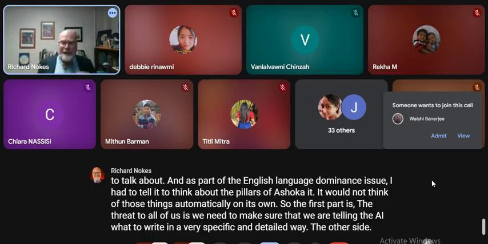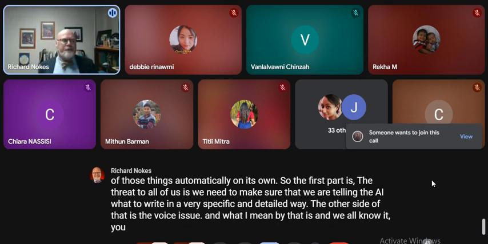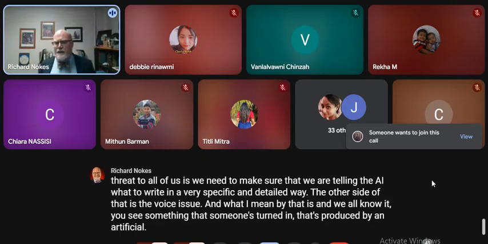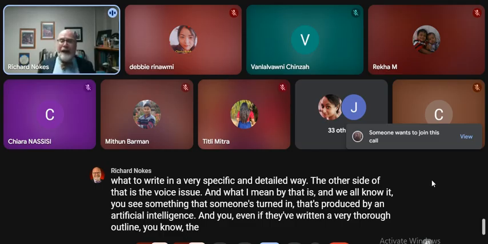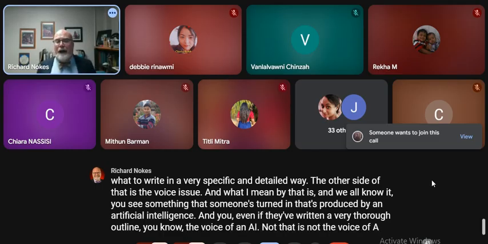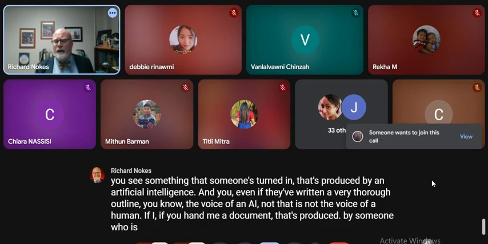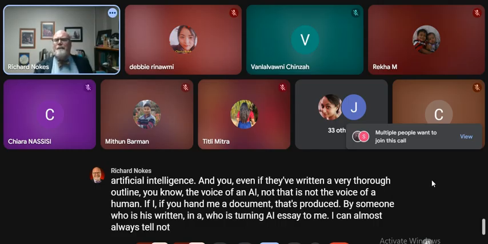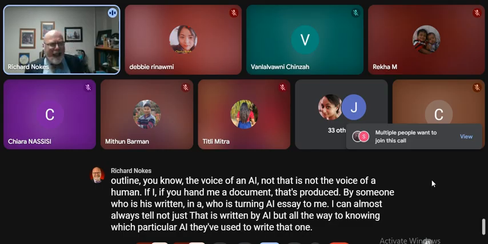The other side of that is the voice issue. And what I mean by that is, we all know it, you see something that someone's turned in that's produced by an artificial intelligence, and even if they've written a very thorough outline, you know the voice of an AI is not the voice of a human. If you hand me a document that's produced by someone who has turned an AI essay in to me, I can almost always tell not just that it's written by AI, but all the way to knowing which particular AI they've used to write that one. And it doesn't have my voice.